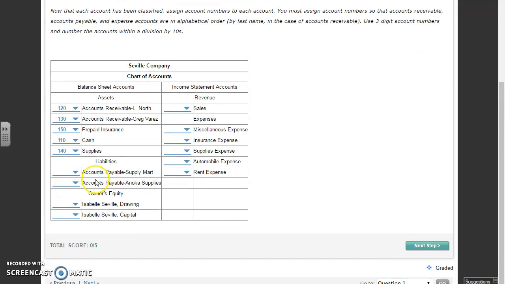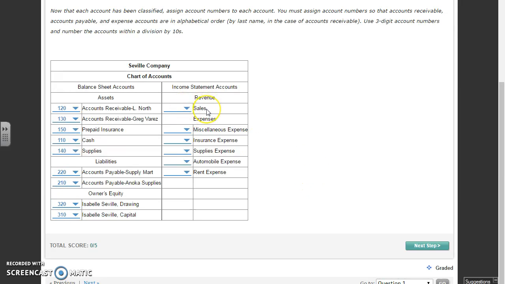Okay, liabilities we order alphabetically. So we're starting with 2s here because we're in liabilities. So 210 is going to be our first one. And we're going to talk about Anoka Supplies versus Supply Mart. Anoka, we're going to use the A in Anoka. S, we'll use the S in Supply Mart. So we're going to use Anoka first because we list them alphabetically. So 210, 220. For owner's equity, we do our capital first, then our drawing. So capital, 310, drawing, 320.